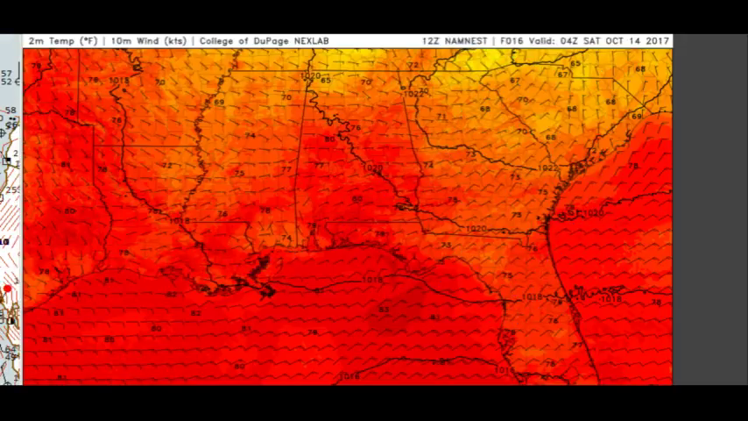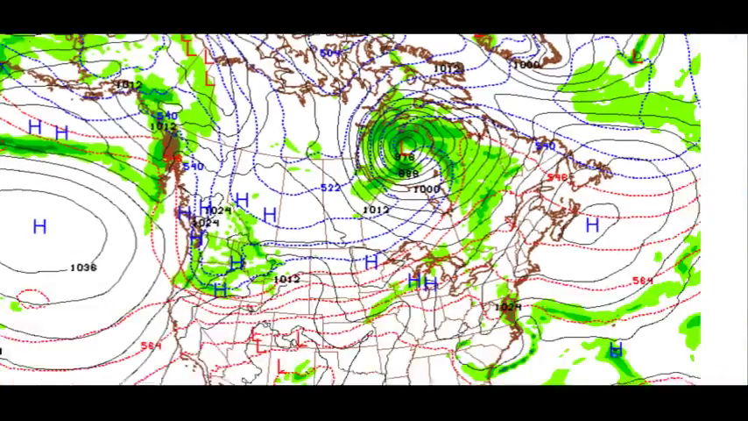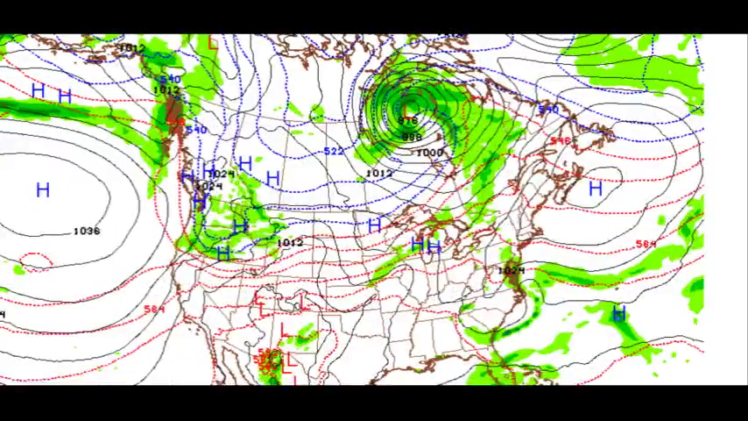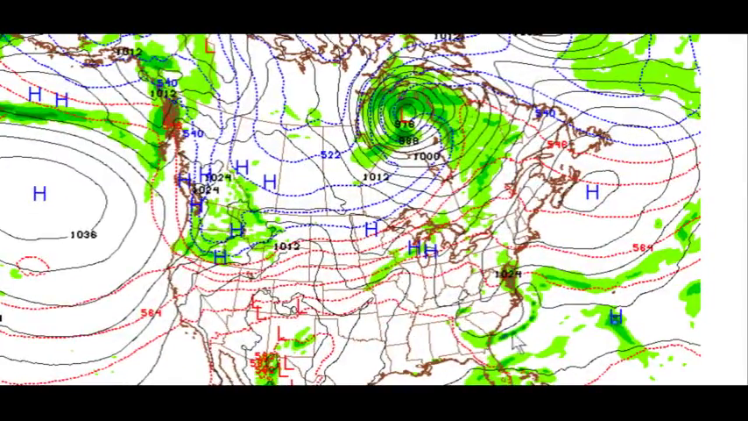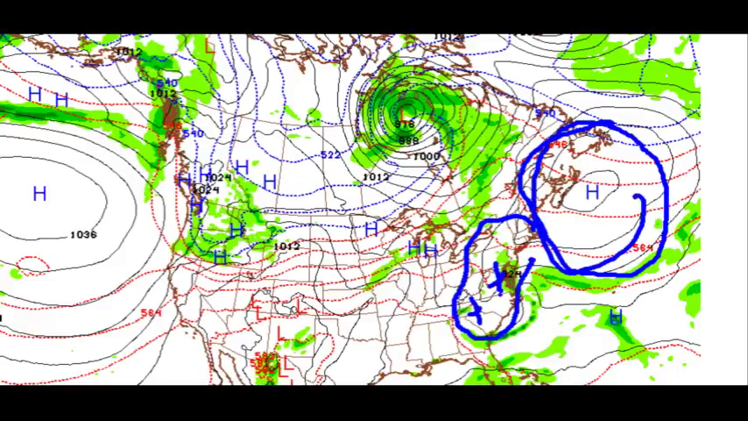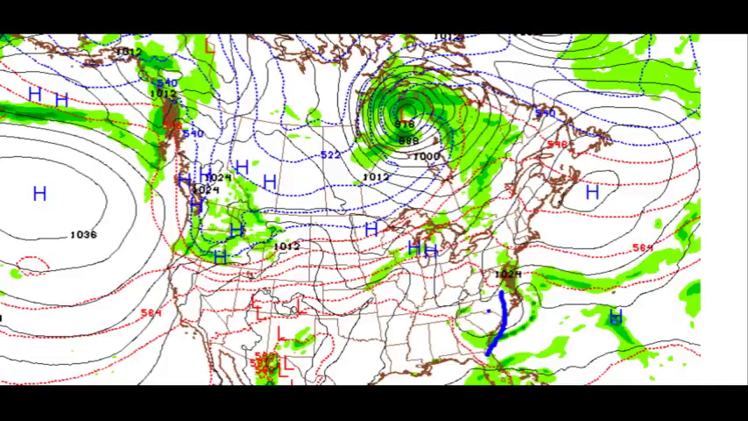Let's go back to the thickness map and just kind of put things together here. Yeah, we've got this little backdoor ridge right there across Virginia and the Carolinas. And this is a baroclinic high right there. So, yeah, a little bit of a cold air source coming there from the Carolinas, keeping things kind of mild.